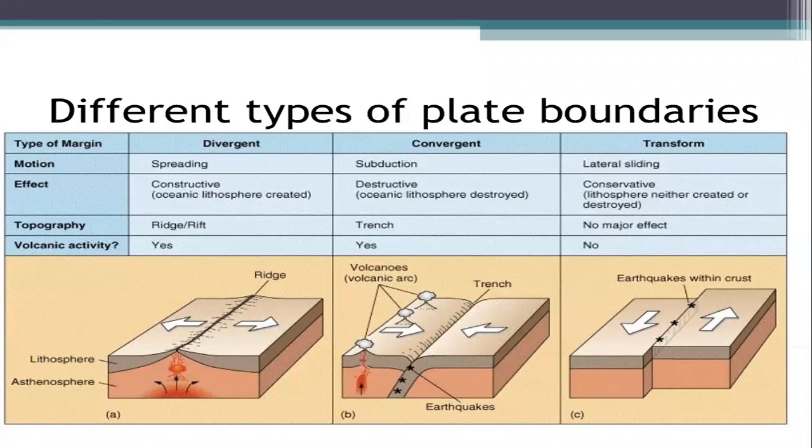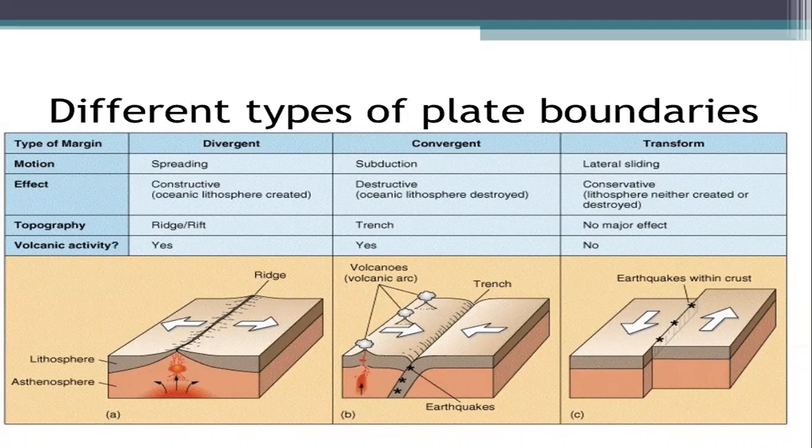There are different types of plate boundaries. When two plates meet, this is known as a plate boundary. There are three types of plate boundaries since there are three ways in which plates can meet. Plates can move away from each other, they can move toward each other, and finally they can slide past each other.